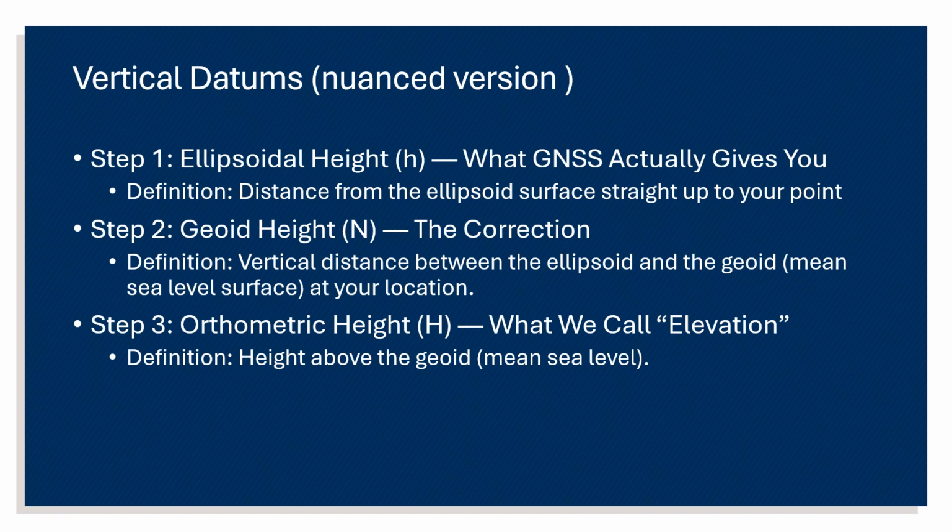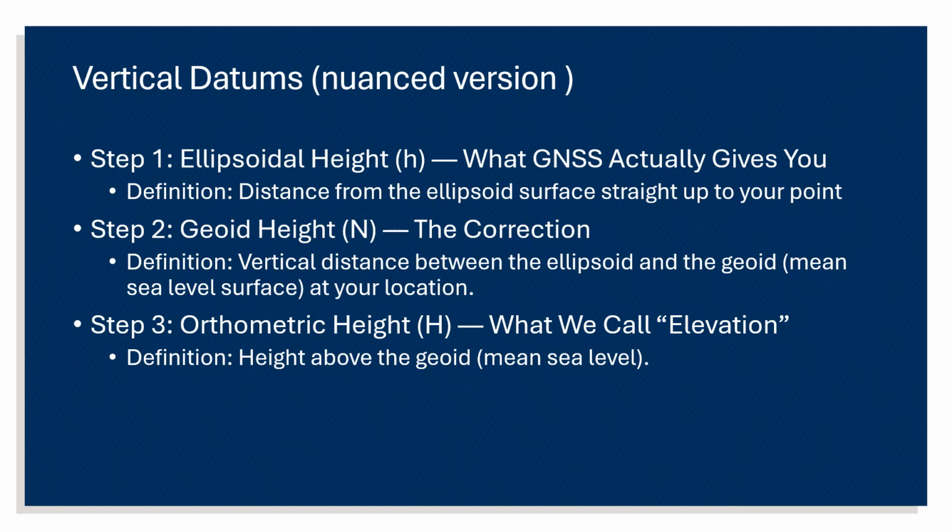Now with vertical datum, if we look at the nuanced version, it's a multi-step process. First, we have to figure out what is the ellipsoidal height. And this is what, for example, if you used a global navigation satellite system like GPS, it actually gives you an X, Y, and a Z. And it is that distance from the ellipsoid surface straight up in the air to where your XY coordinate point is in GNSS, measured space.